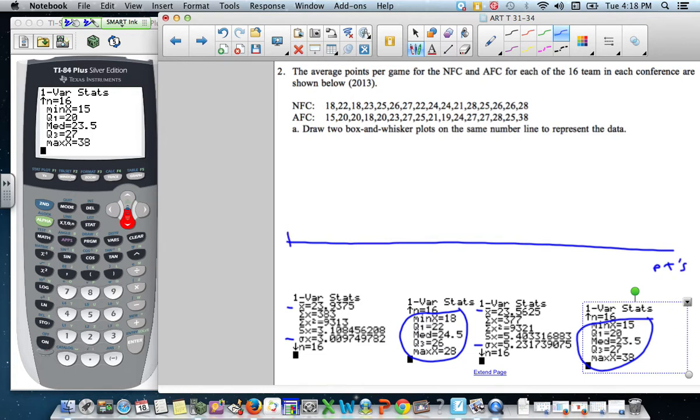I'm going to start here at 15. I'm going to go up by 5s. 20, 25, 30, 35, 40. And if you want to put in more details, you can.